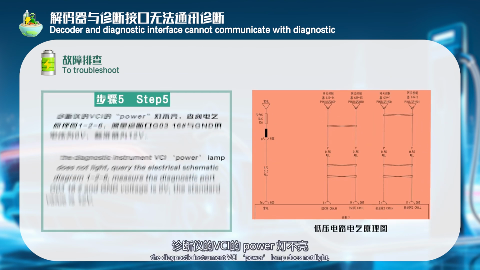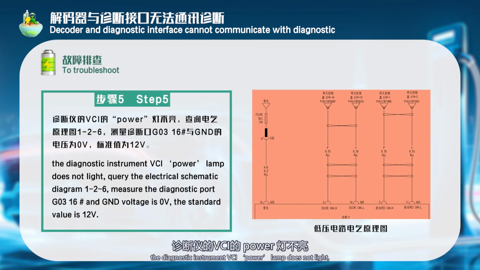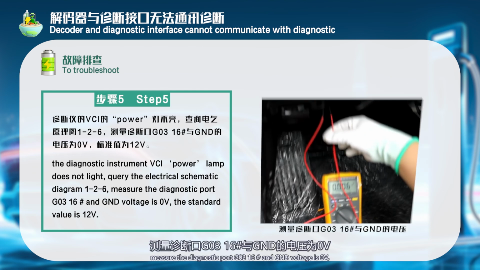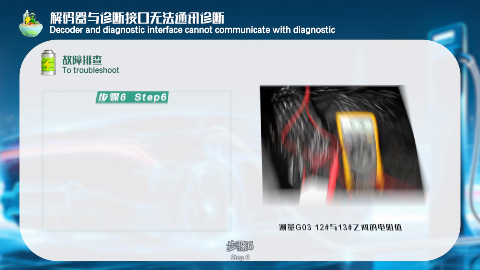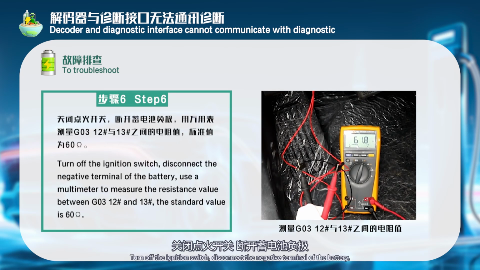Step 5. The diagnostic instrument VCI power lamp does not light. Query the electrical schematic diagram 1 to 2-6. Measure the diagnostic port GO316 and GND voltage is 0 volts. The standard value is 12 volts. Step 6. Turn off the ignition switch. Disconnect the negative terminal of the battery. Use a multimeter to measure the resistance value between GO312 and 13. The standard value is 60 ohms.